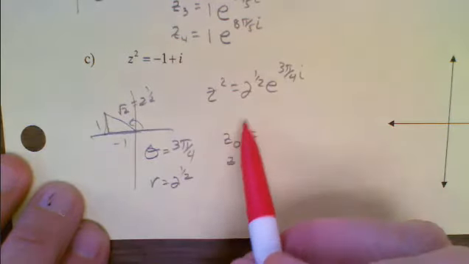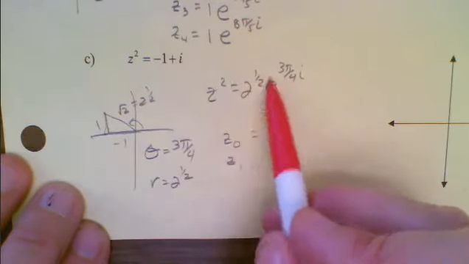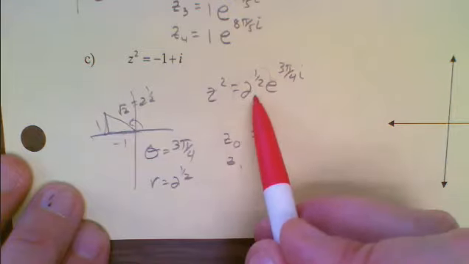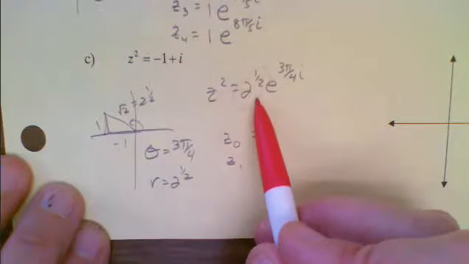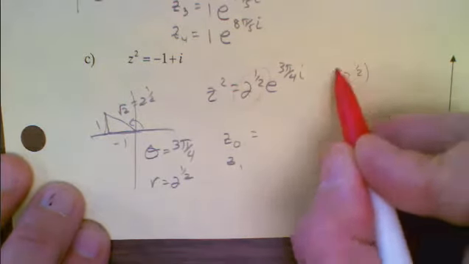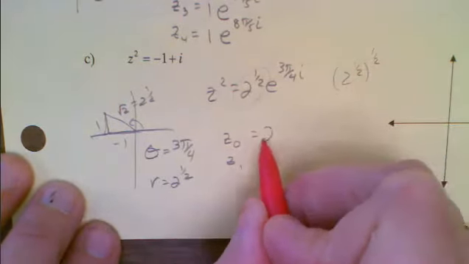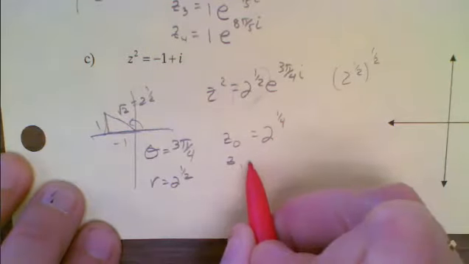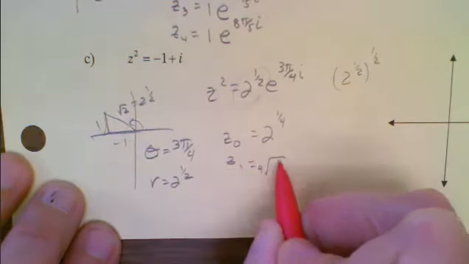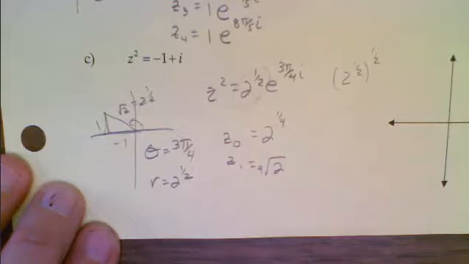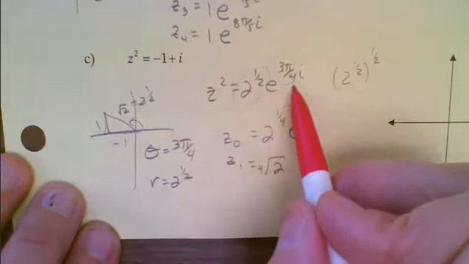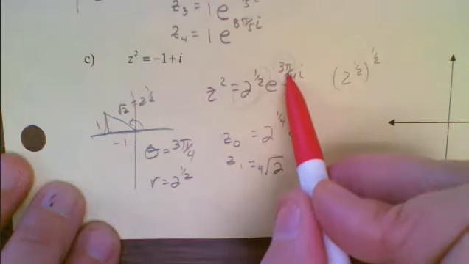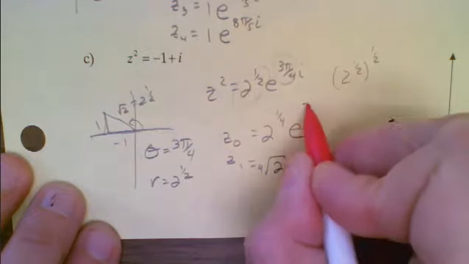So if I want to take z sub 0, I want to take this radius that I had and raise it to the 1/2. I want to take the square root of that. So if I take 2 to the 1/2 and raise it to the 1/2 power, I get 2 to the 1/4, or if you want to write it as the 4th root of 2, they mean the same thing. And then my angle, here's my original theta, 3 pi over 4. I'm taking the square root, so I have to divide that by 2, which means I'm going to get 3 pi over 8.